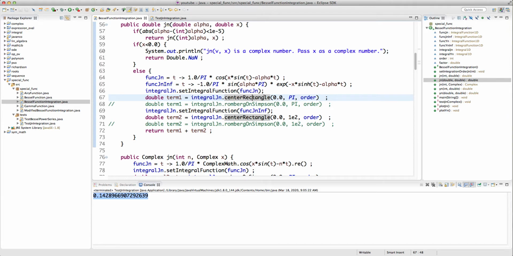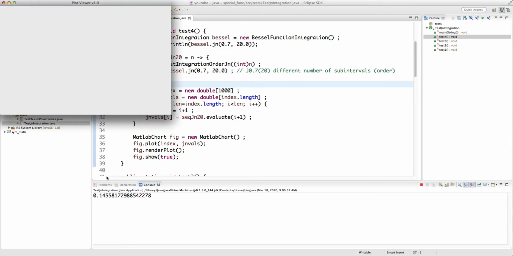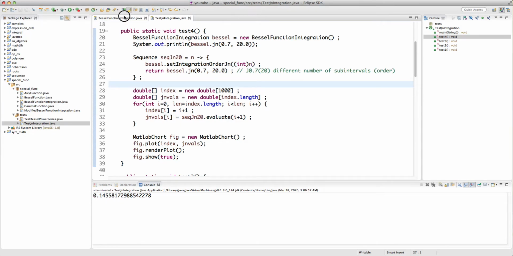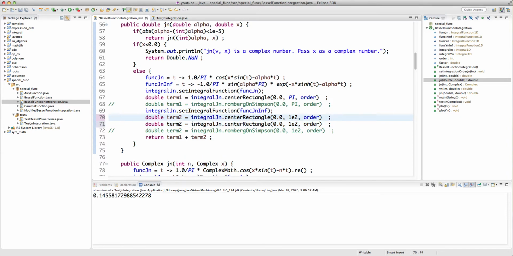fast enough. So instead of this center, I believe the center rectangle was good, so the main problem is probably from here. So what we can do, maybe go to 1E3. Let's see if this helps. 0.1455. So no, it doesn't help. So for this part, I'm going to call the Simpson method. Let's see if that can help.